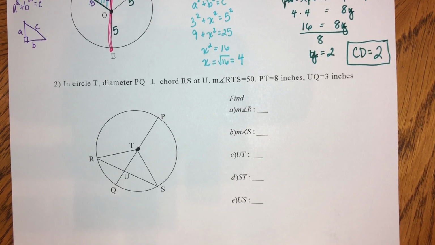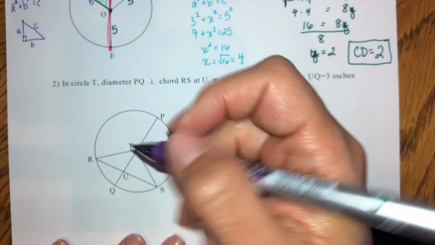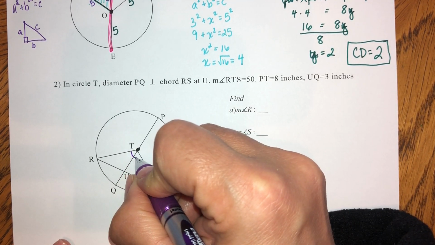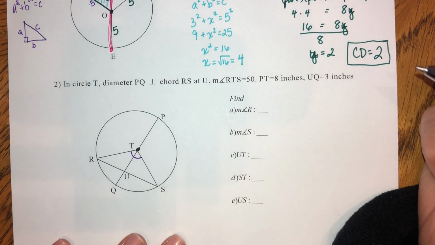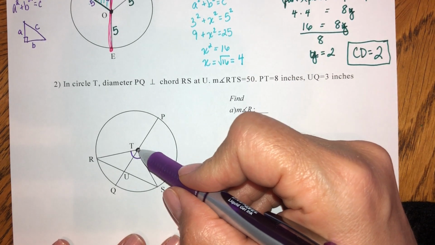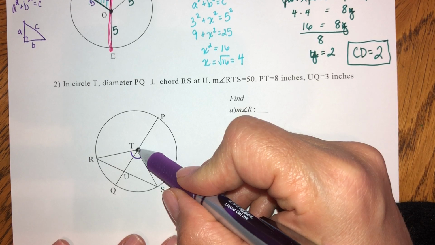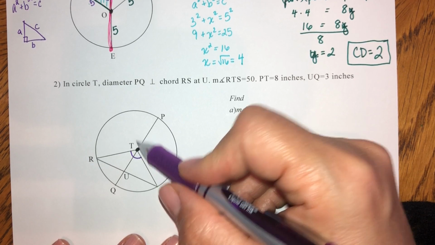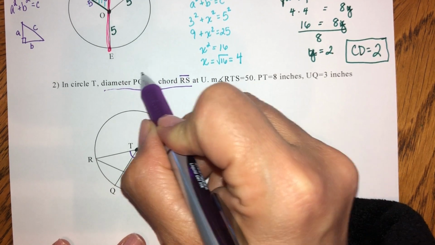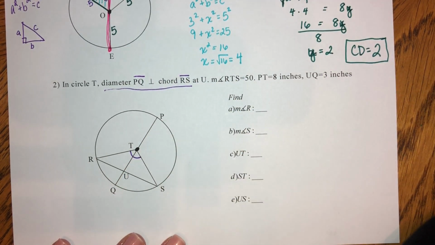They have told us that angle RTS is 50 degrees from R to T to S. We're talking about this entire angle here. So what you have to realize with that information is that's a central angle because it's going to the center, which means since this is a diameter perpendicular to a chord, again, these should have segment lines over them. You can write those in on your lesson if you'd like.